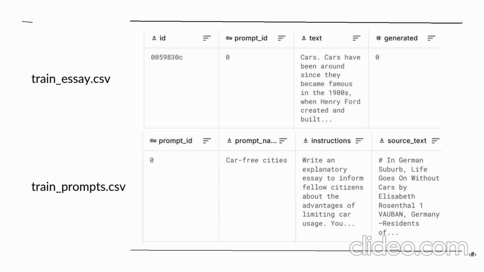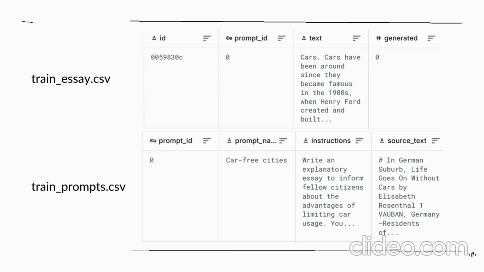This is what the dataset looks like. The first one is the essay dataset containing the text, the prompt used to create the text, and the label. And then the prompt dataset here contains the prompt name and instructions given to the people who created the text.